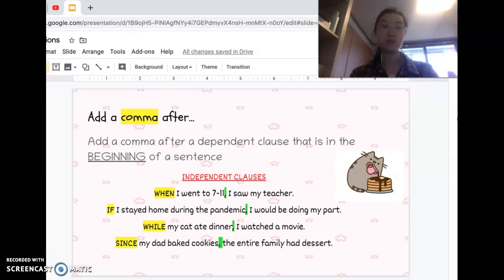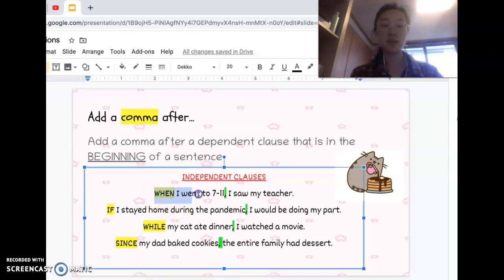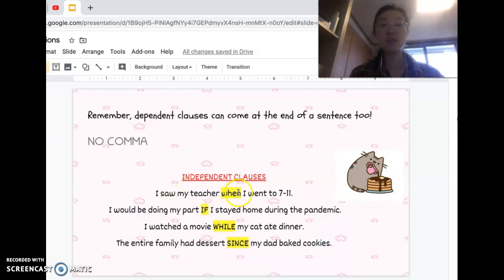And just remember that dependent clauses, I know right now these are all in the beginning, but these can also be at the end instead. In that case, you don't need a comma. So all of these sentences will actually become like this. I saw my teacher when I went to 7-Eleven. So they're just flipped, okay? I would be doing my part if I stayed home. I watched a movie while my cat ate dinner. The entire family had dessert since my dad baked cookies. But you see how, since the dependent clauses are at the end, you don't need a comma here, just in the beginning.